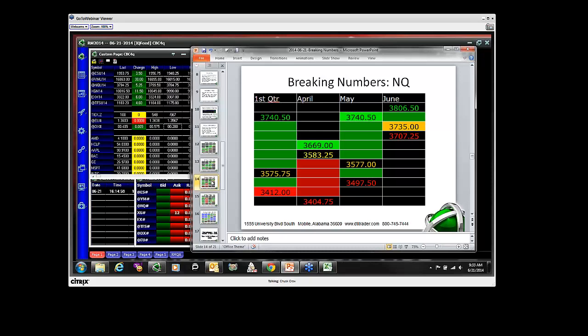NASDAQ, we were very much down in the month of April. And in fact, we broke the low of the first quarter. And this is a market that found a bottom at 3404.75 and then started climbing.